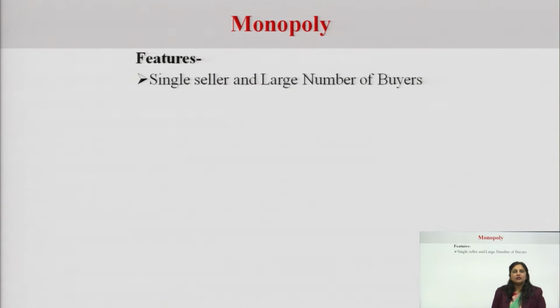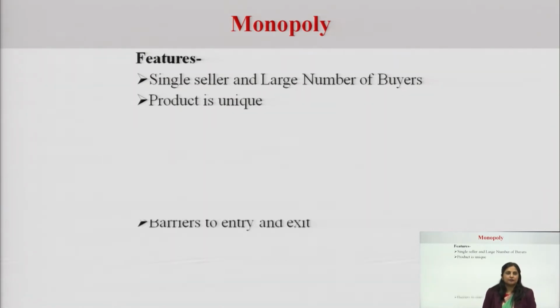As we have said, there is a single seller and a large number of buyers. How is the product? It is unique. Unique means it has no close substitute. We have to remember this point, students: having no close substitute does not mean having no substitute. It means there are substitutes available, but they are not close ones.